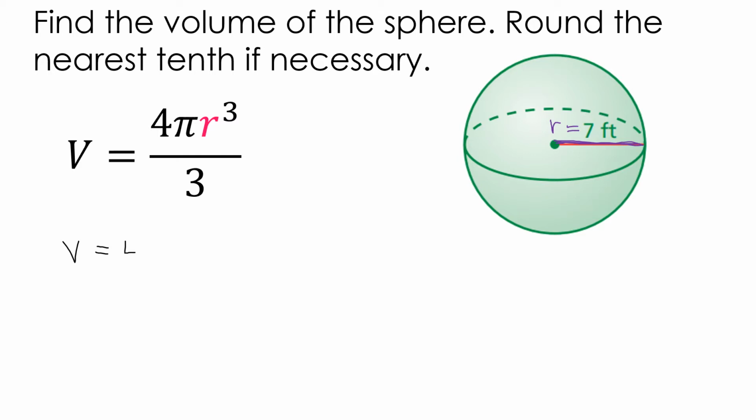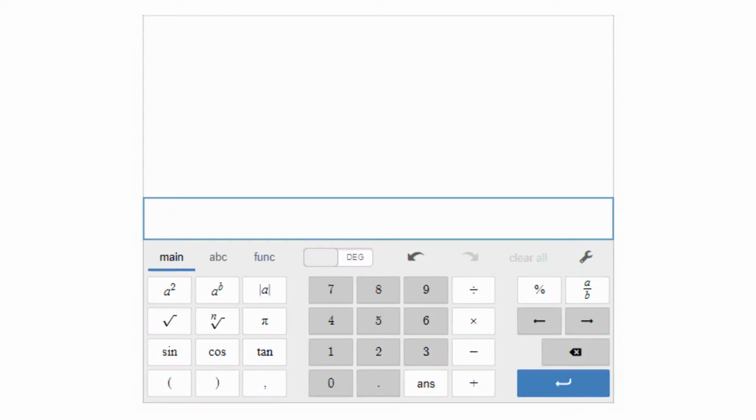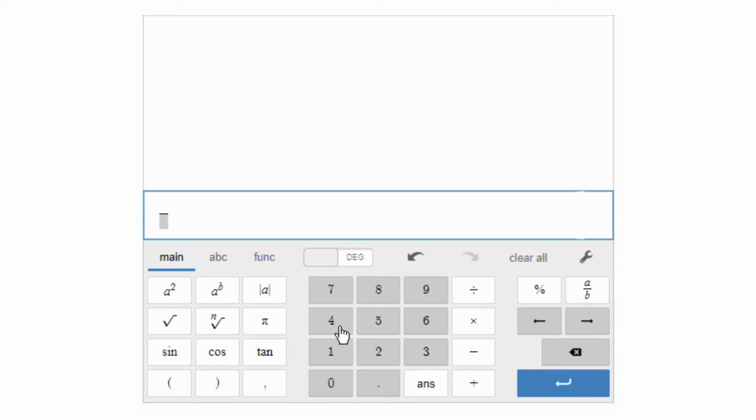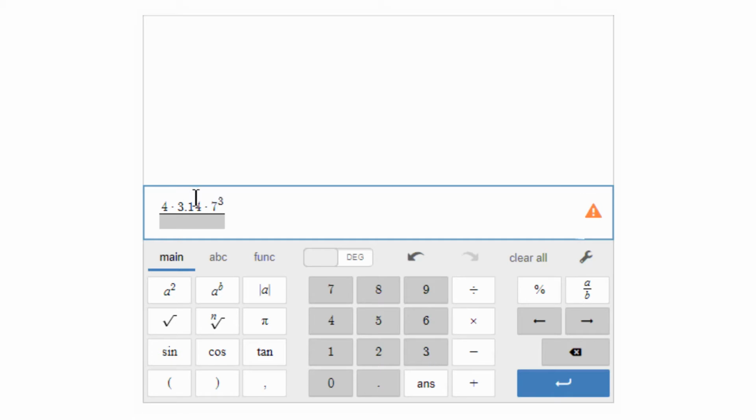Volume equals 4 times pi, which we're using 3.14, times the radius of 7 raised to the third power, all divided by 3. Let's type this into our Desmos calculator, fraction button. The numerator will have 4 times 3.14 times the radius of 7 raised to the third power, all divided by 3.